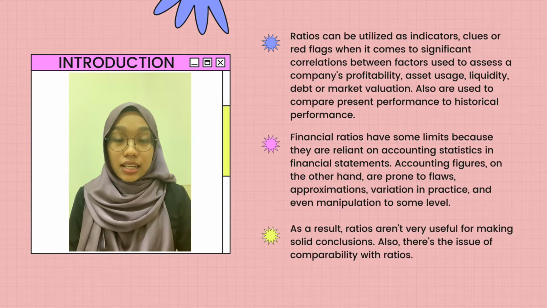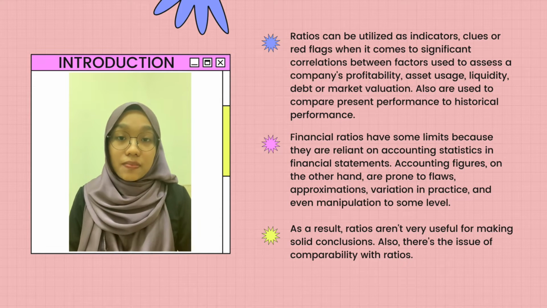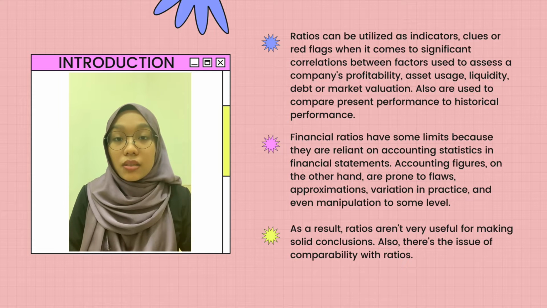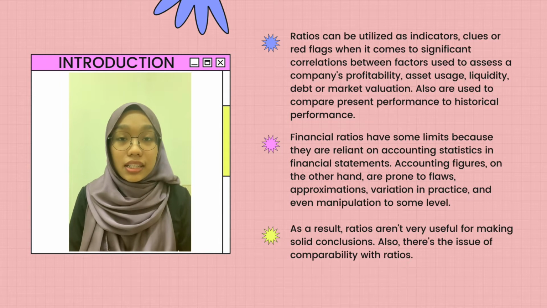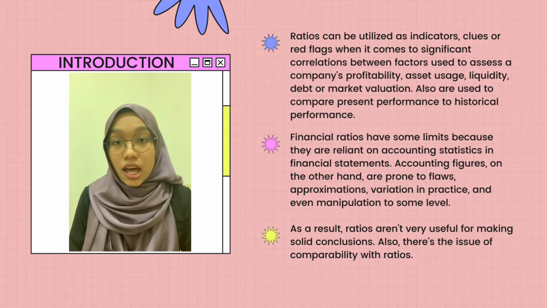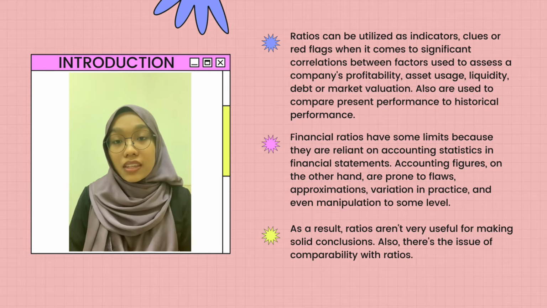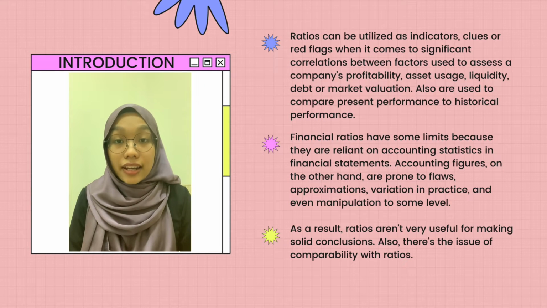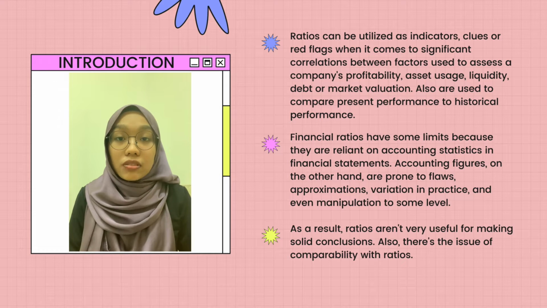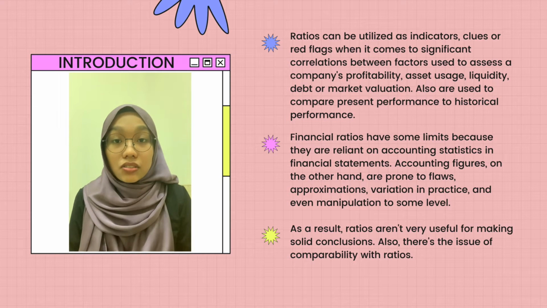Ratios can be utilized as indicators, clues, or red flags when it comes to significant correlation between factors used to assess a company's profitability, asset usage, liquidity, debt, or market valuation. They are also used to compare present performance to historical performance. Financial ratios have some limits because they are reliant on accounting statistics in financial statements. Accounting figures, on the other hand, are prone to flaws, approximation, variation in practice, and even manipulation to some level. As a result, ratios are not very useful for making solid conclusions.